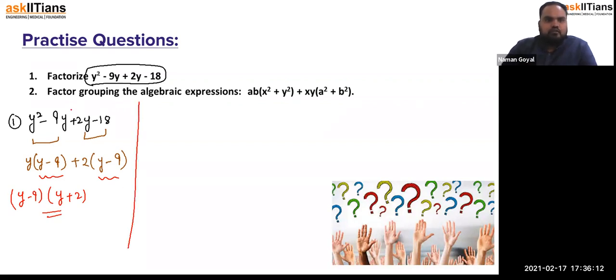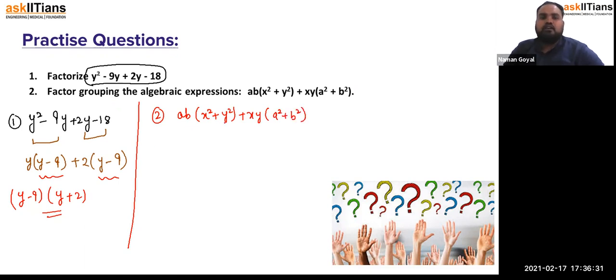Now next question, factorize the algebraic expression by grouping. We have to factorize this by taking grouping. So what we have, second question, ab times x square plus y square plus xy times a square plus b square. Now what we have to do, we have to multiply this first. Okay, so ab x square plus aby square plus xya square plus xyb square, right?